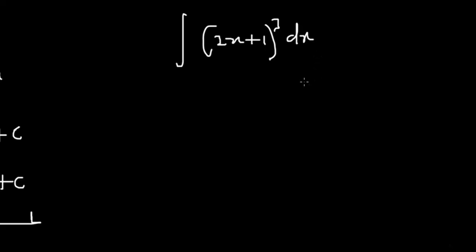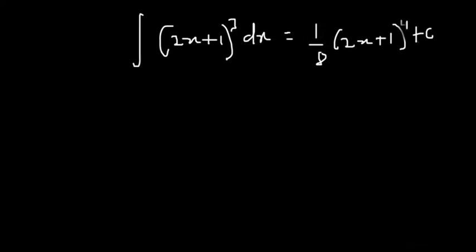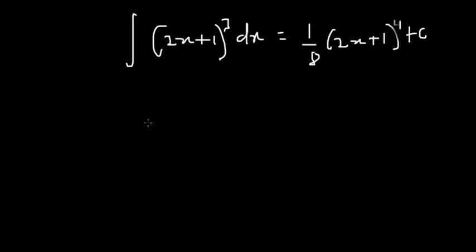Let me show you how I did this. Let me rewrite the answer again and then show you how I did that. From here I have 1 over 8, then we have (2x plus 1) exponent 4 plus c. So actually you could do this in less than 60 seconds. You could actually solve this question in less than 60 seconds. So let me show you the secret trick I used.